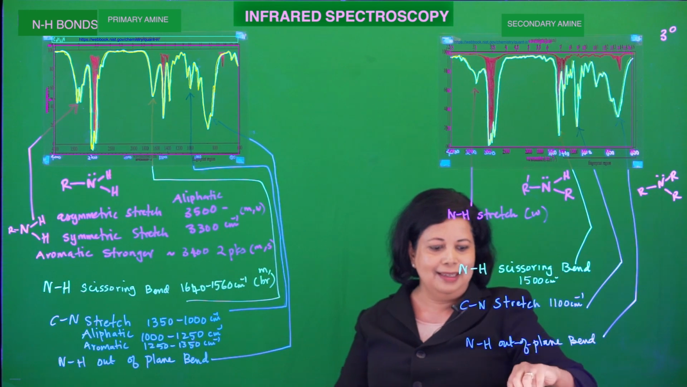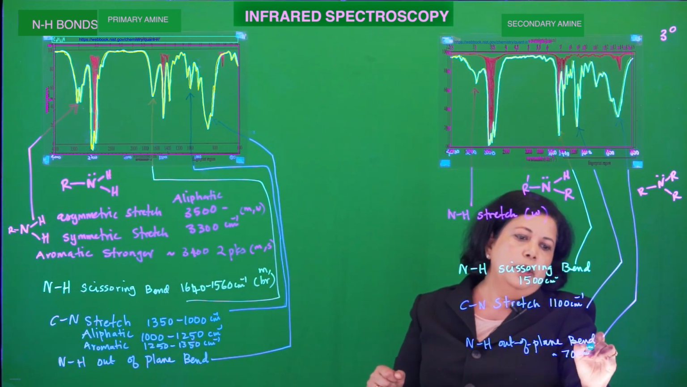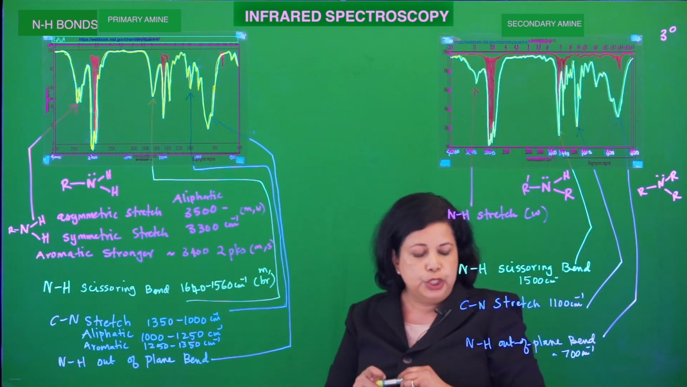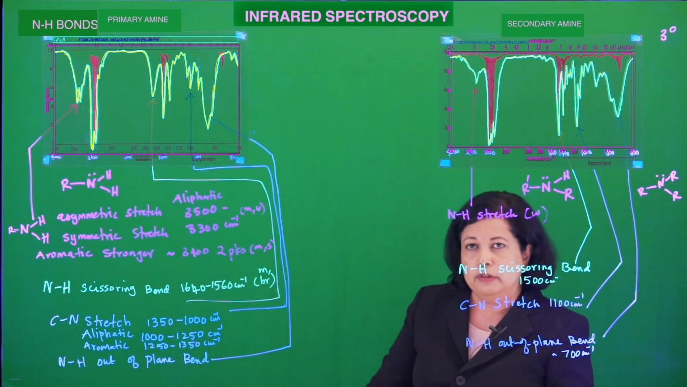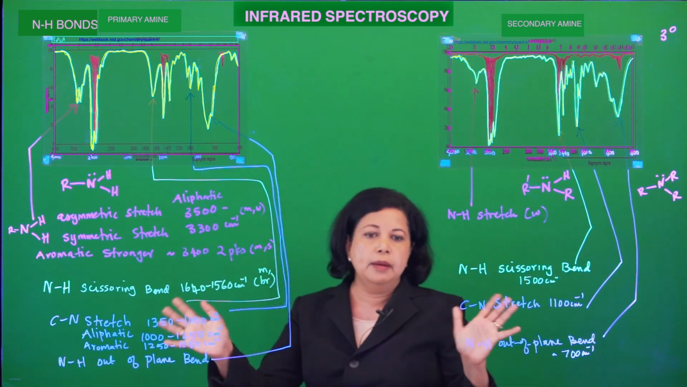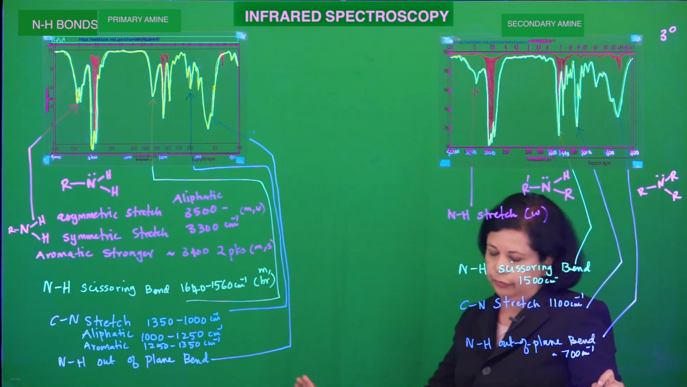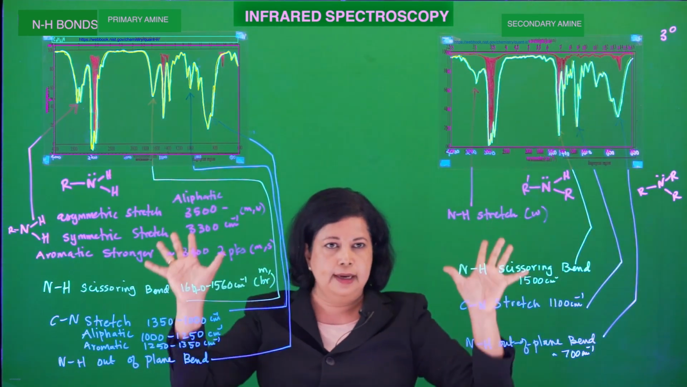So these are some of the things that you're going to look for when you have a nitrogen hydrogen bond in your formula. All right, let's come back and compare these with amides, so we can have all four of them and see what the main differences are between amines and amides.